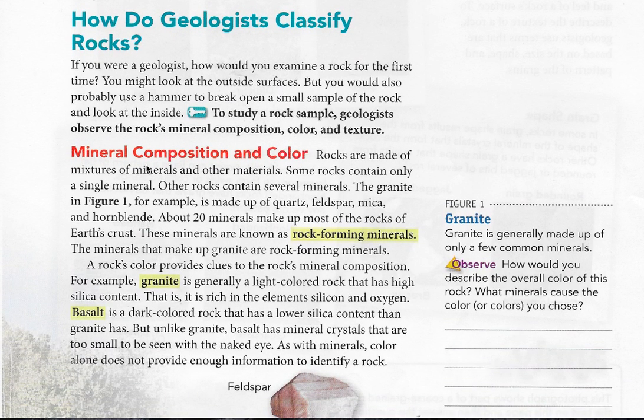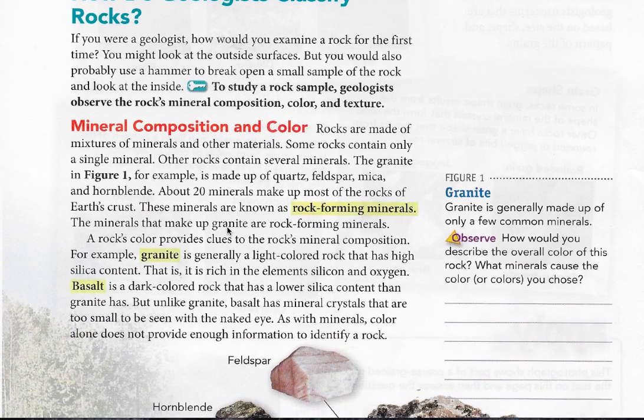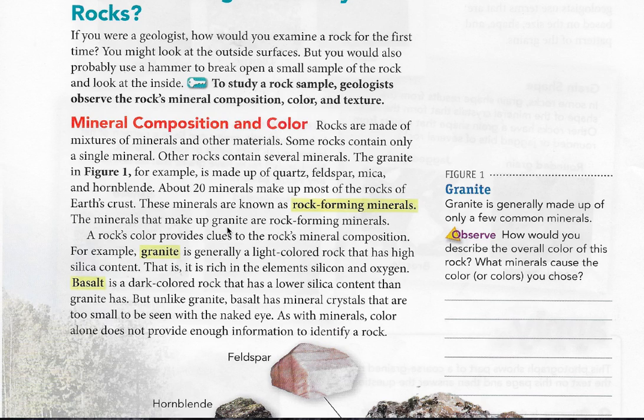Mineral composition and color. Rocks are made of a mixture of minerals and other materials. Some rocks contain only a single mineral. Other rocks contain several minerals. The granite in Figure 1, for example, is made up of quartz, feldspar, mica, and hornblende. About 20 minerals make up most of the rocks of Earth's crust. These minerals are known as rock-forming minerals. The minerals that make up granite are rock-forming minerals.